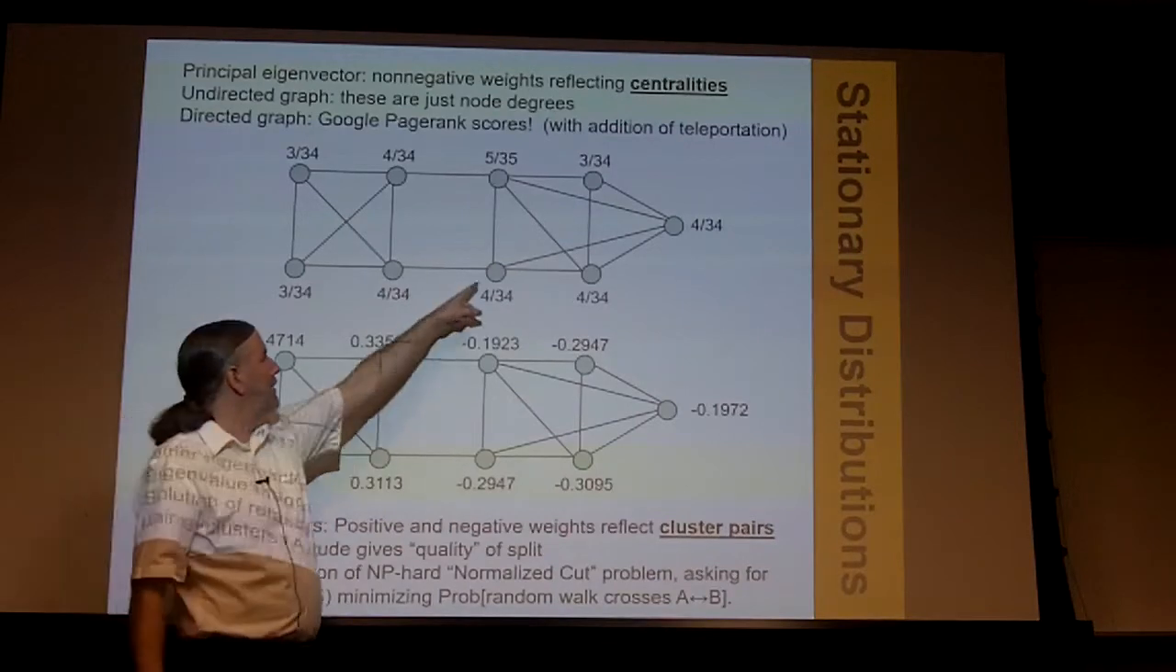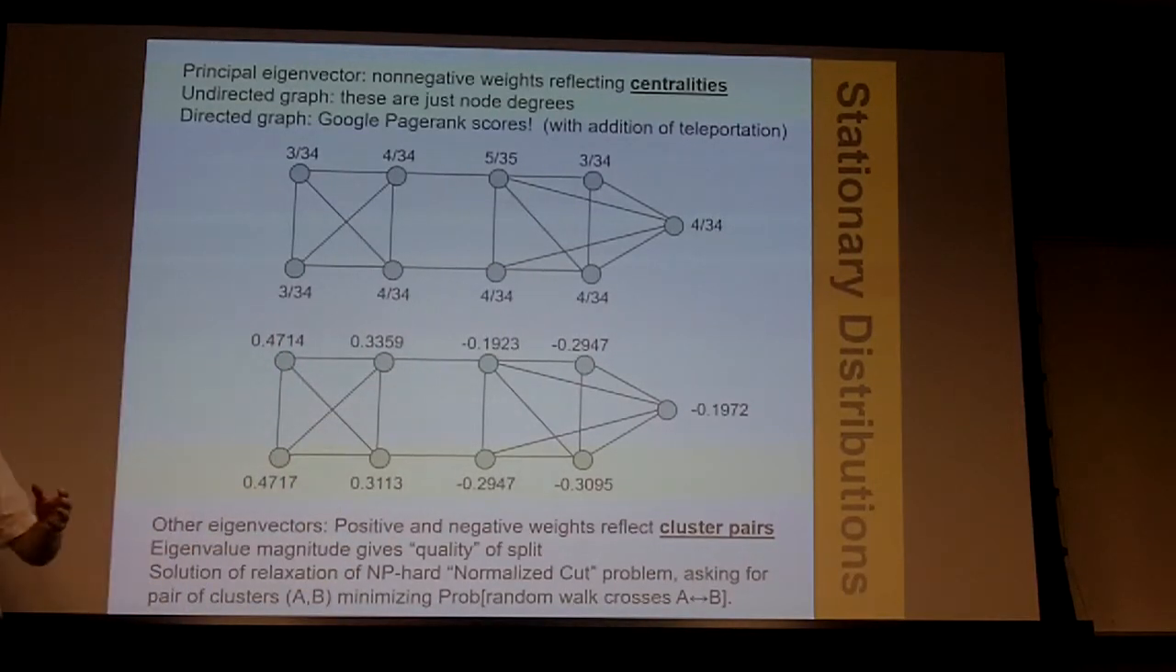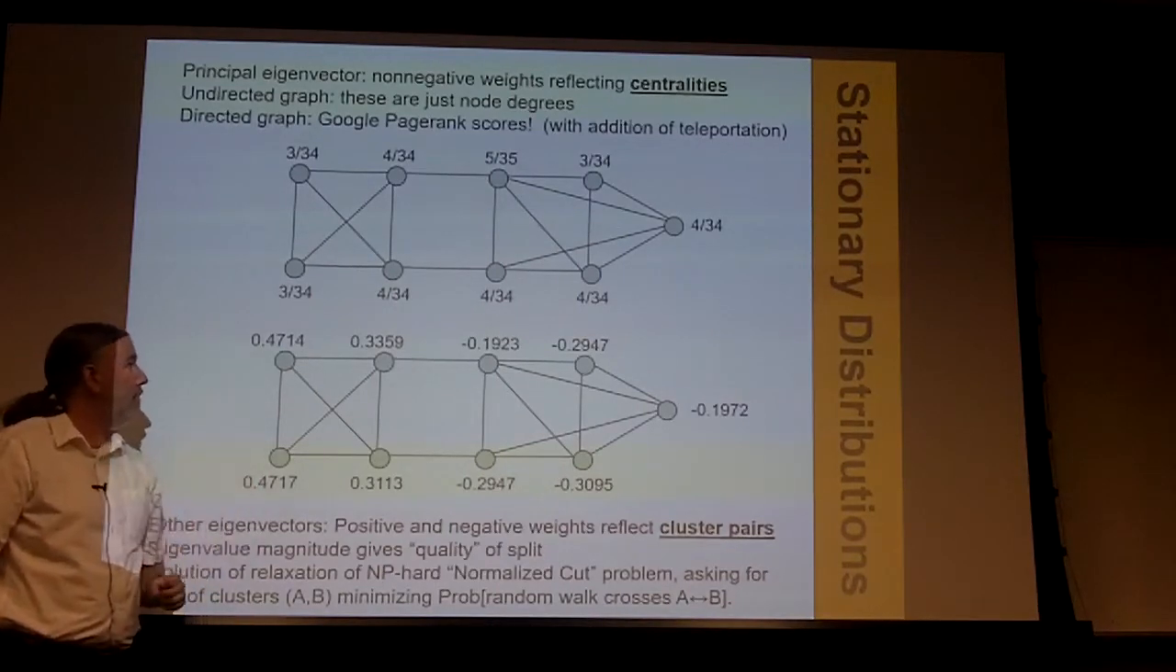And if a page has a high value in that stationary distribution, it's presumably a page that a random web surfer would navigate through often. So it should be important because it's well linked on the web. So it gets returned very highly on your search results.